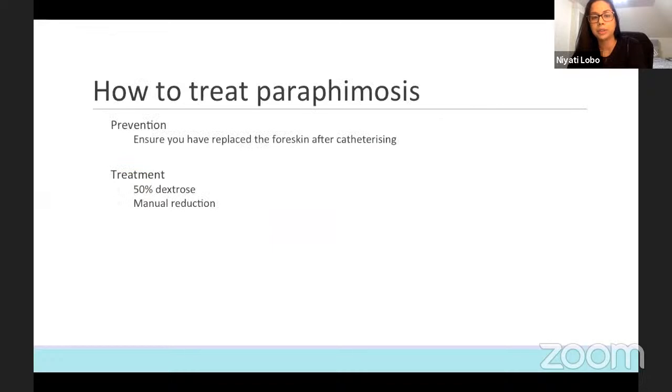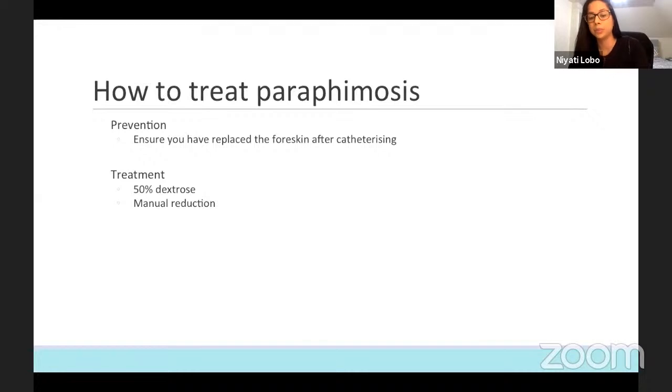So how do you treat it? First of all, try and prevent it from happening in the first place. When you're catheterizing people, you have to retract the foreskin to do that. So it's really important that once you've finished placing your catheter, you replace the foreskin, so it doesn't happen. But if it does happen, there are 2 treatment options. You can either get a swab of some gauze and soak it in 50% dextrose, which is usually available in ITU, and wrap the paraphimosis with that and come back in an hour or so, and you'll find that it's much easier to reduce.